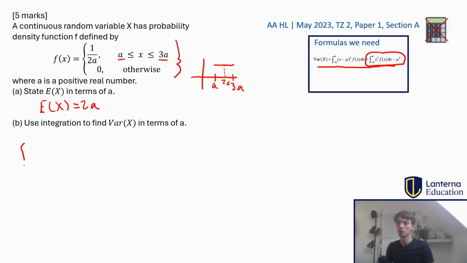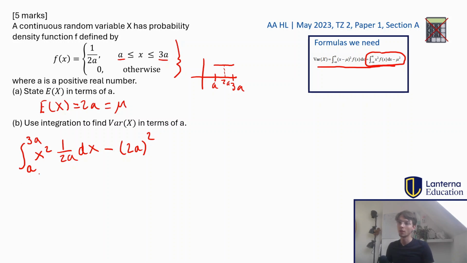So I want the integral from, they say minus infinity to positive infinity. Well, all infinities here are just the lower bound and then the upper bound. So from a to 3a, and then x squared. And what is f(x)? That would be 1 over 2a dx. Okay, that means the integral ends here. And then we say minus the mean squared. Well, the mean, expected, same thing. This is the mean, right? So minus, we need to do the bracket here. Be careful of that. Otherwise, you would say 2a squared. This should be 4a squared ultimately.